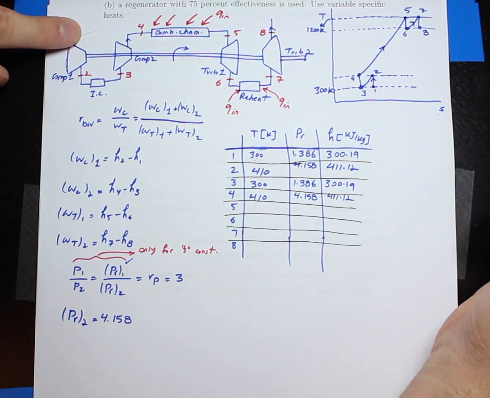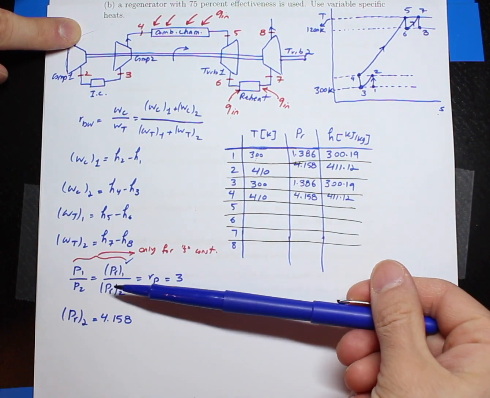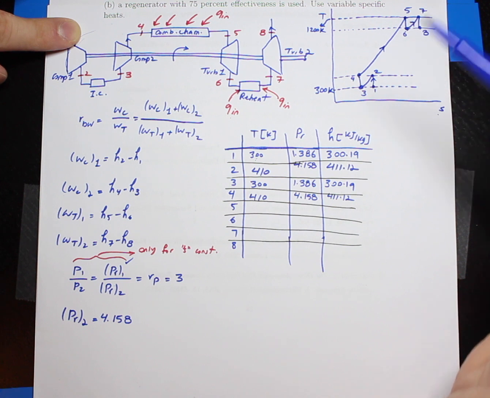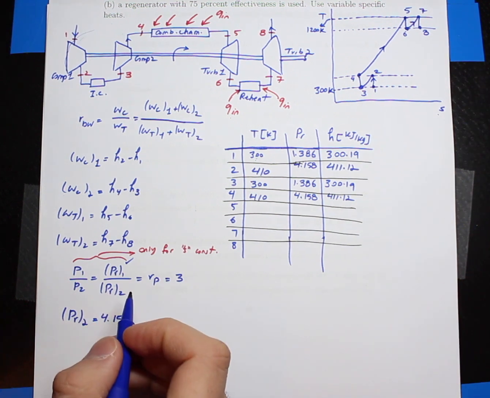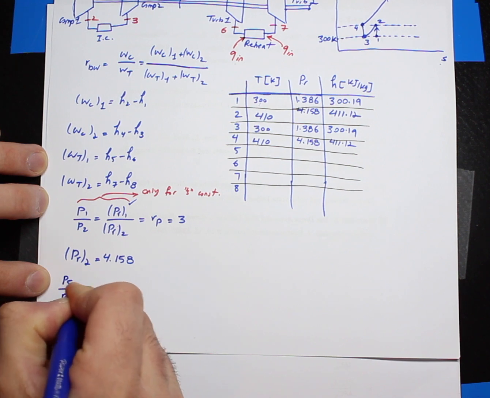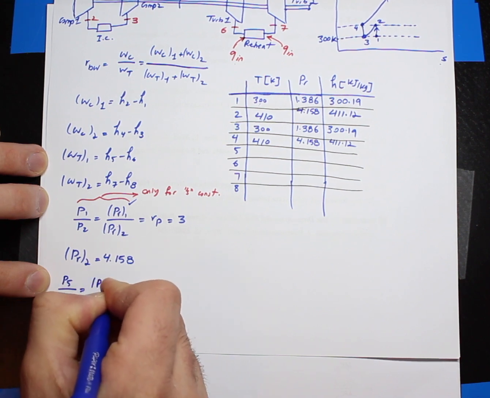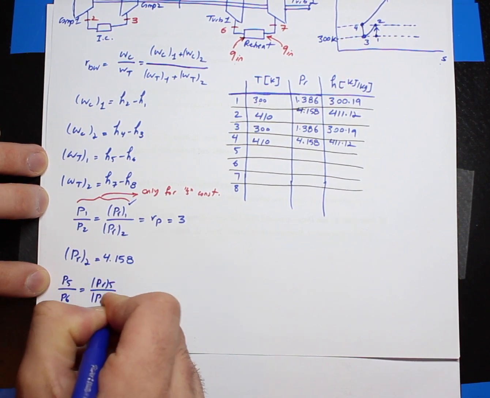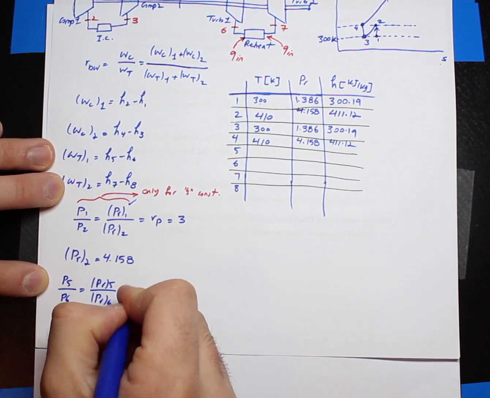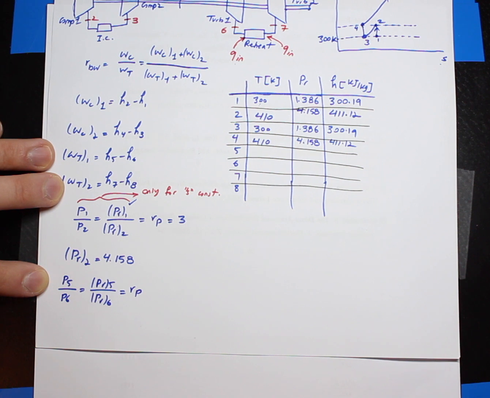Okay, I am going to use the same concept that I had here for the process from 5 to 6 because the process from 5 to 6 is another S constant process. So I can easily say P5 over P6 is equal to PR5 over PR6. All right, and that ratio is equal to RP, or the pressure ratio.